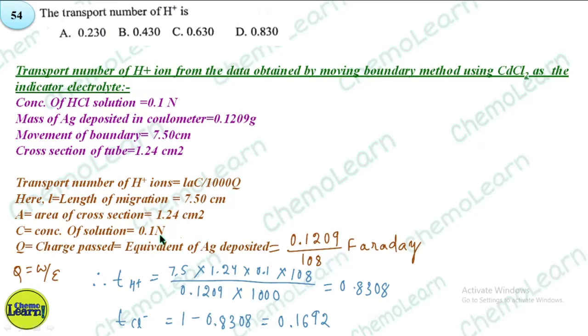Q is the charge passed, or equivalent of Ag deposited. This is equal to 0.1209 divided by 108 Faraday. So T H plus will be LAC divided by 1000 Q, and the result is 0.83. So option D will be the right one.